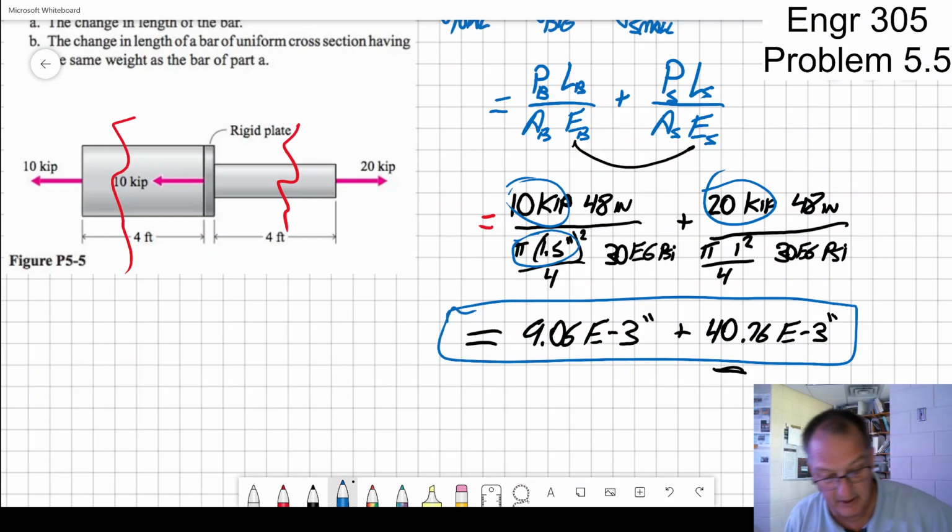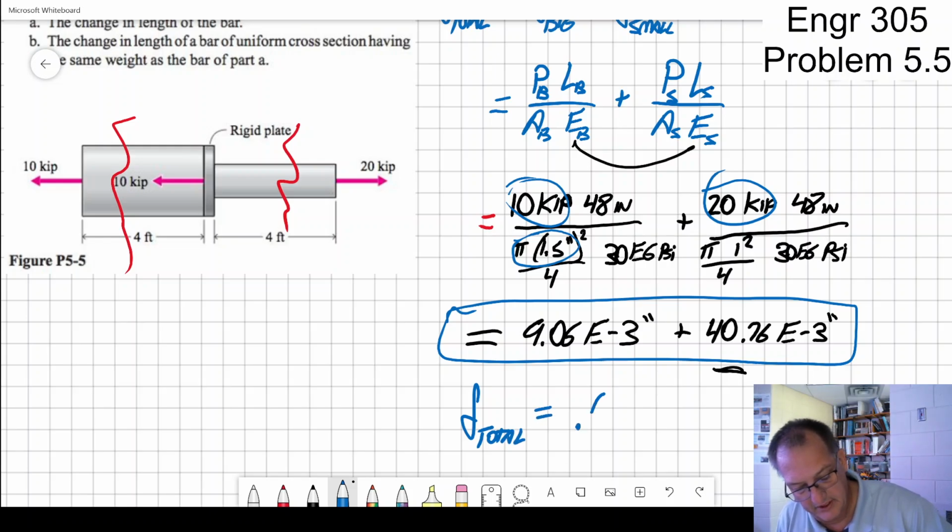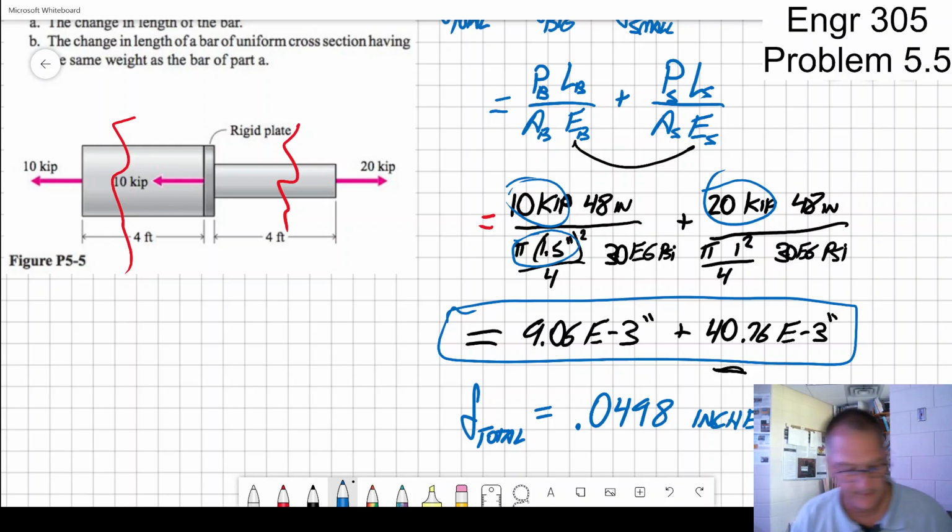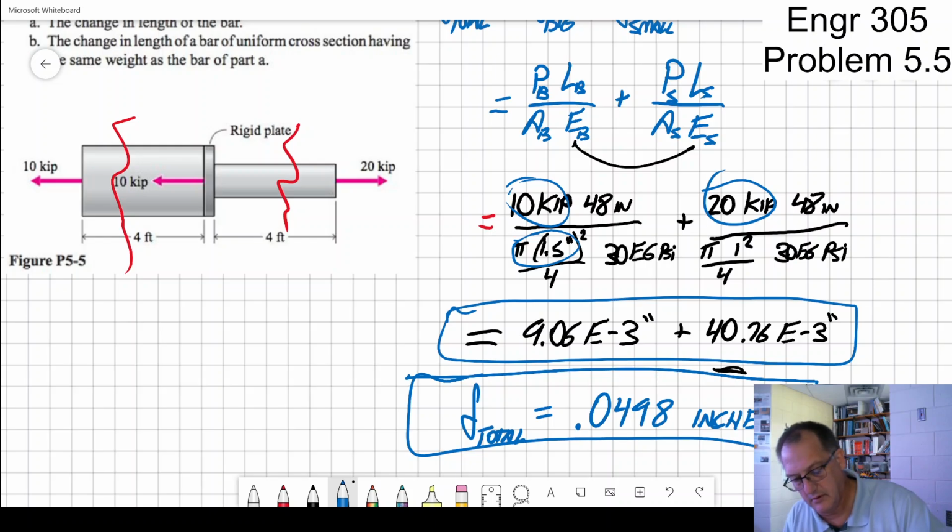Maybe I shouldn't have boxed it, because what I really want to box is delta total is equal to 0.0498 inches. All right, there, that's part A.